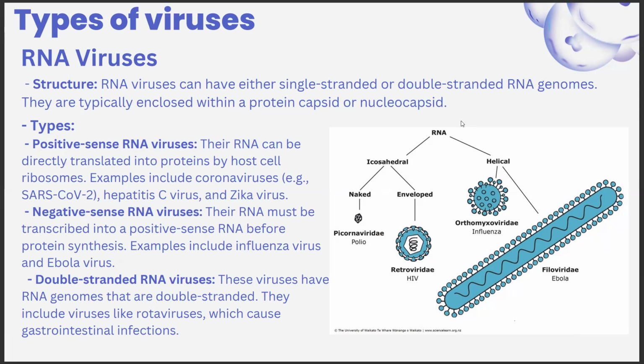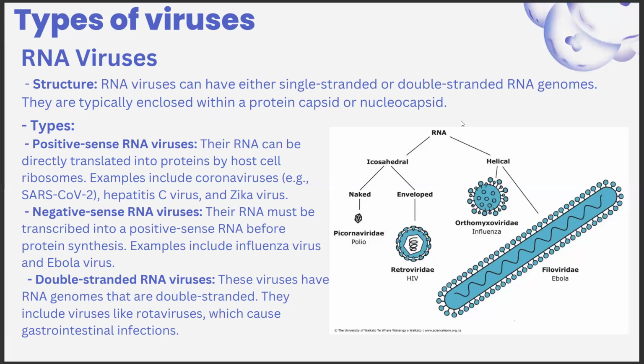RNA virus can have either a single-stranded or double-stranded RNA genome. They are basically enclosed within a protein capsid of nucleic acid. Types of RNA virus. There are three types of RNA virus: positive sense RNA virus, negative sense RNA virus, double-stranded virus.